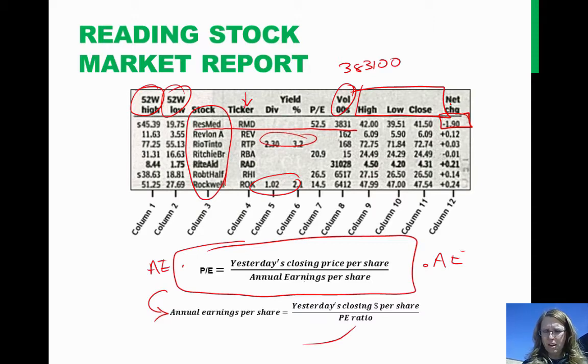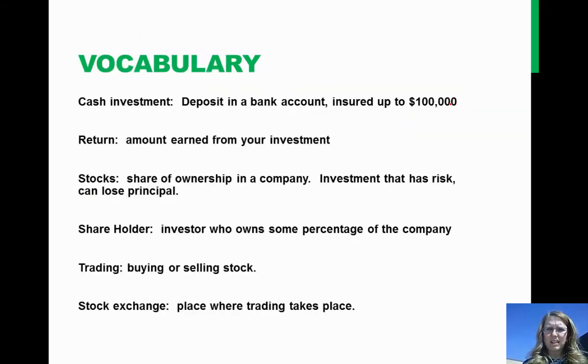Okay, so let's look at this next one. And we have a lot of vocabulary words in this section. We're looking at cash investments, which is a deposit in a bank account insured up to $100,000. And let me just warn you guys before we go any further. Very possibly could have a vocab quiz sometime next week. So make sure you're writing these things down so that you can remember them. So cash investment, a deposit in a bank account insured up to $100,000.